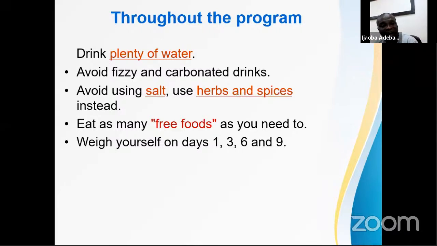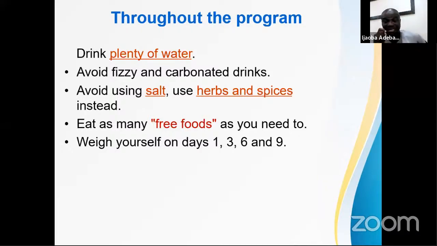It shouldn't be more than 25. Once it's above 25, you are overweight. Once it's above 30, you are obese. You need to know that. Day one, you need to weigh yourself. Then you can set the target that I need to shed 13 or 15 kg, or I need to shed 5 kg. That is the importance of weighing yourself in day one.